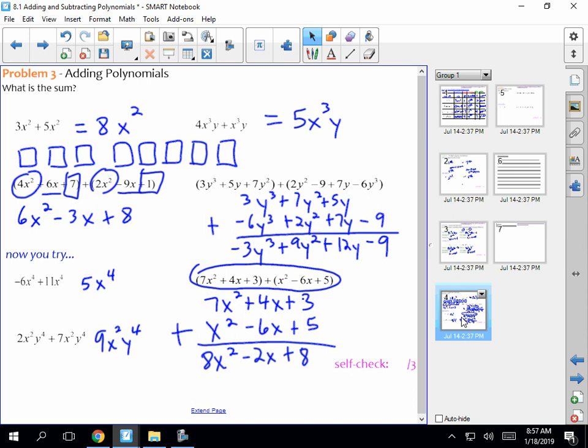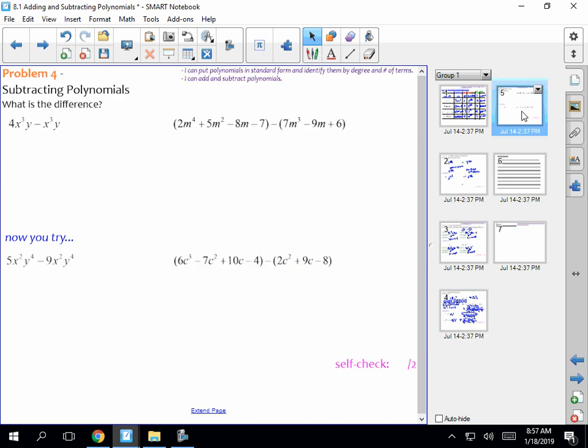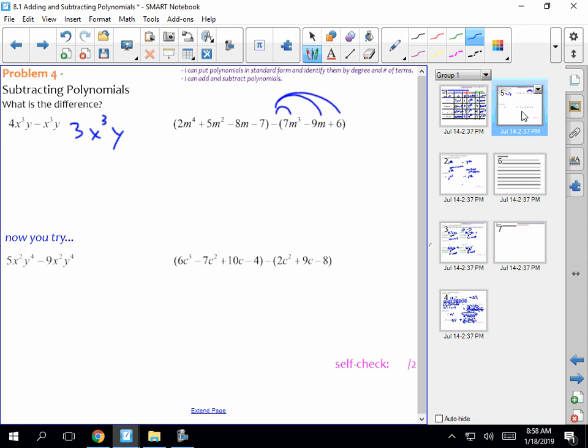So let's see what subtracting looks like. Same idea, it's just like adding a negative, but 4 minus 1 would be 3, x to the third y. And here if I subtract, there's a couple different ways to do this. Some students will treat this like the distributive property, like there's a little unwritten negative 1 right in front of the parentheses, and so they just rewrite the whole problem and turn it into an addition problem.